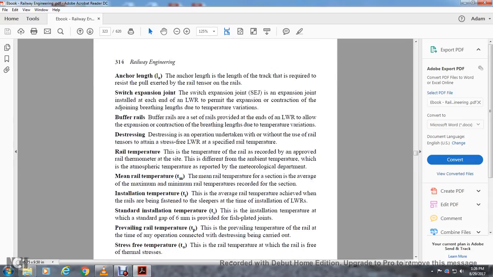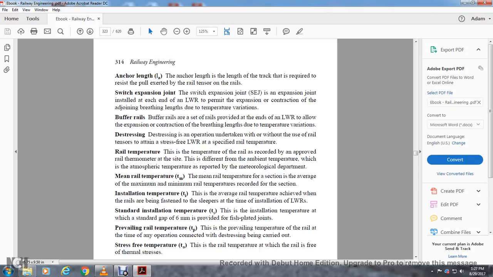The mean rail temperature, TM, means the rail temperature of the section, the average of the maximum and minimum rail temperature recorded in the section. Installation temperature is the average rail temperature achieved when the rail is fastened to the sleepers at the time of installing long welded rails. Standard installation temperature, or TS, is the installation temperature as in the standard gap of 6 millimeters provided with the fish joint plate. Prevailing rail temperature, TP, is the average prevailing temperature of the rail at the time of any operation connected with the distressing being carried out.